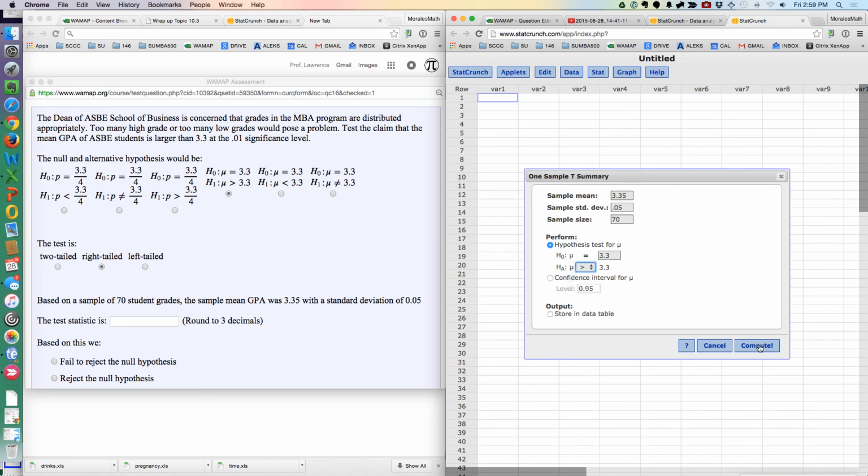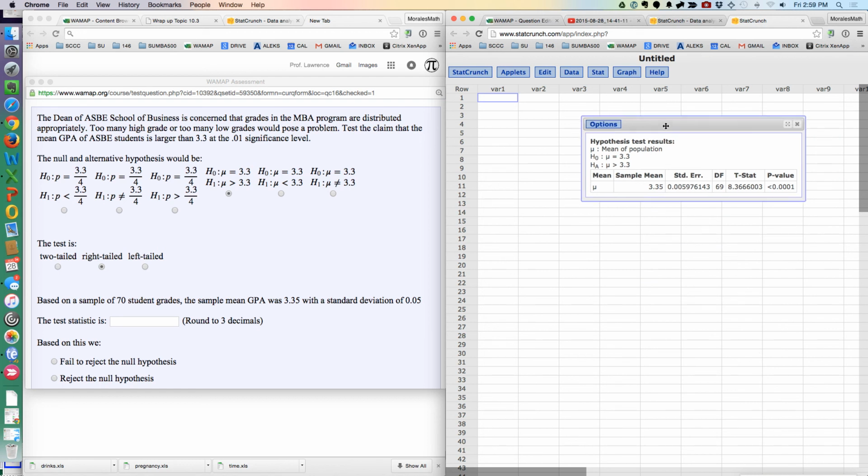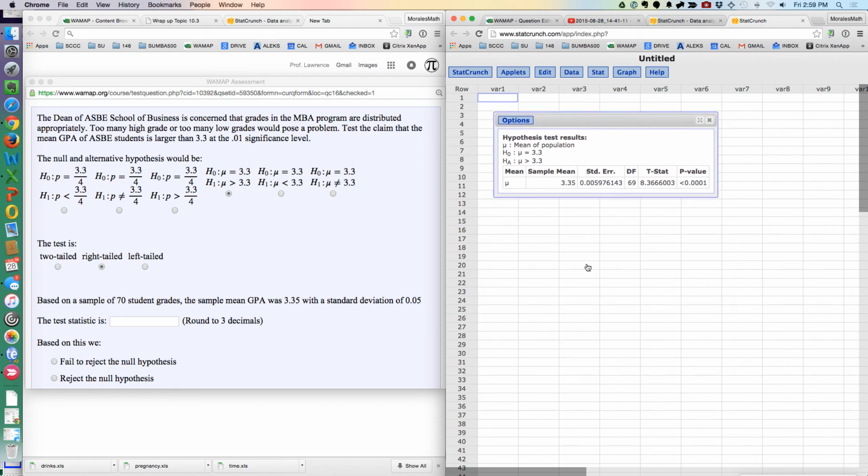Okay, so when we run the test, we get the following results. We have a t-statistic of 8.366 with 69 degrees of freedom. Of course, that's one less than the sample size of 70. And our p-value is 0.0001. Now, because our significance level is 0.01, when we compare the alpha level of 0.01 to the p-value, we see that the p-value is much lower than the significance level.